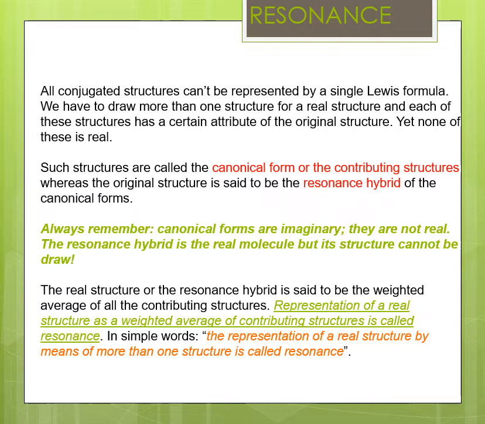Right, so canonical forms are imaginary, they're not real. The real structure is a resonance hybrid, but that structure cannot be drawn. The real structure of a resonance hybrid is said to be a weighted average of all the contributing structures. Representation of a real structure as a weighted average of contributing structures is called resonance.